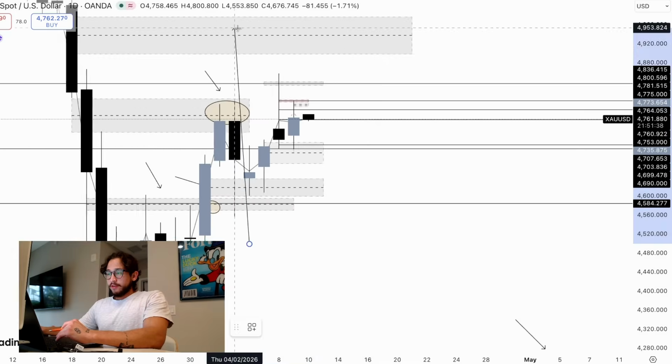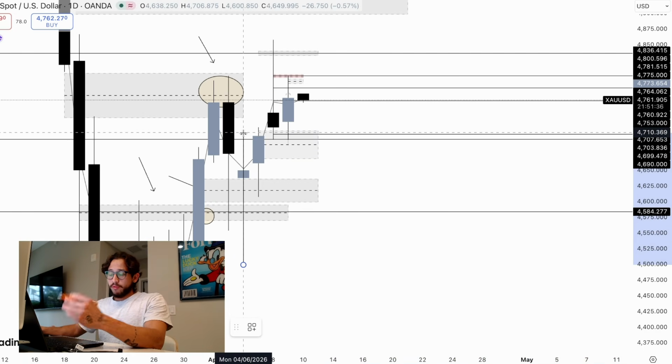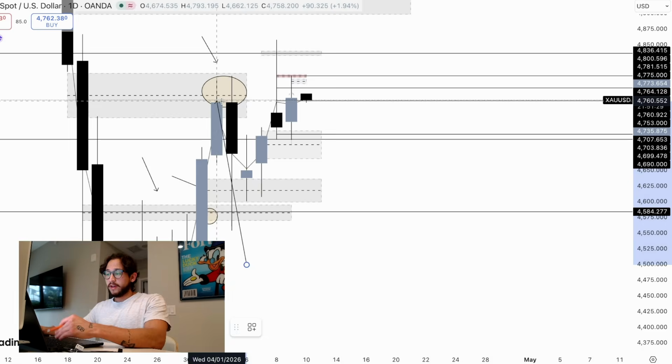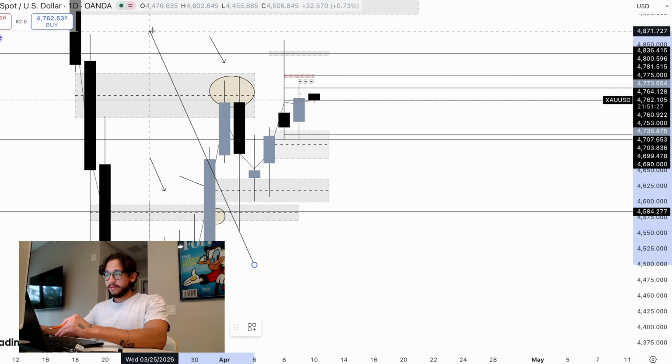Now, if we take a look here on the daily time frame, you guys can see that price was pretty much reacting from levels to levels. We were still indecisive at this point here, right? Because we rejected this one, caused some bearish price action. We rejected from this one, caused some bullish price action, right?